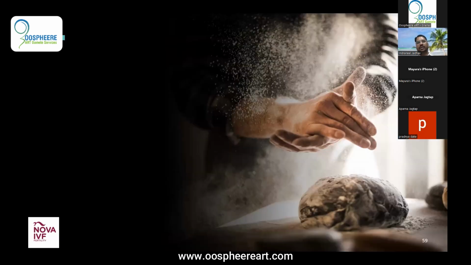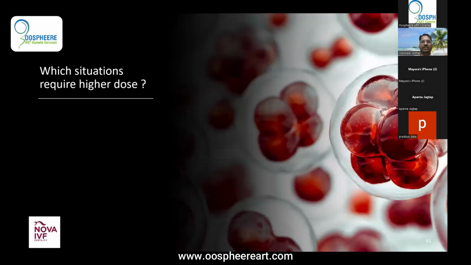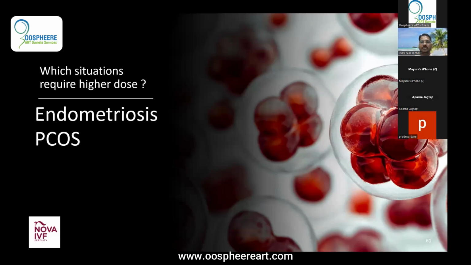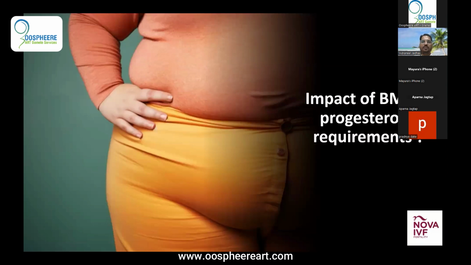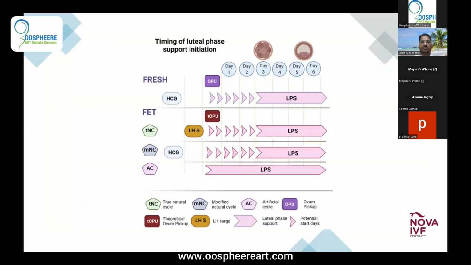Then we can see here how much progesterone is enough. If you are seeing different routes, then you can take a photo of this slide, so that this much progesterone, if you are supporting as luteal phase support, may be enough. Situations requiring a higher dose of progesterone are endometriosis and PCOS. Surely there is an impact of BMI on progesterone support. So if an overweight or obese patient is there, then there should be higher luteal phase support.